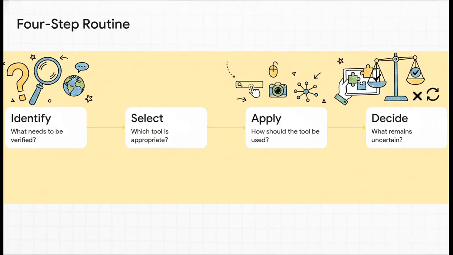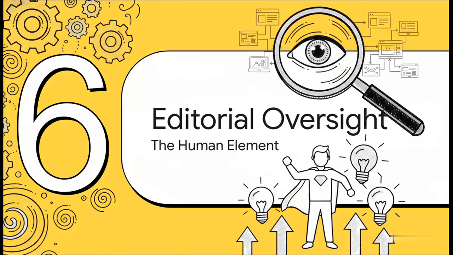First up, identify. What exactly is in question here? Is it the location, the claim being made, or the visual itself? Second, select the right tool. Maybe that's a reverse image search or a dedicated deepfake detector. Third, apply that tool. And fourth, decide, make a call. And sometimes the absolute best journalistic decision you can make is just acknowledging that there is unresolved uncertainty. Let's look at Section 6, Human Editorial Oversight.